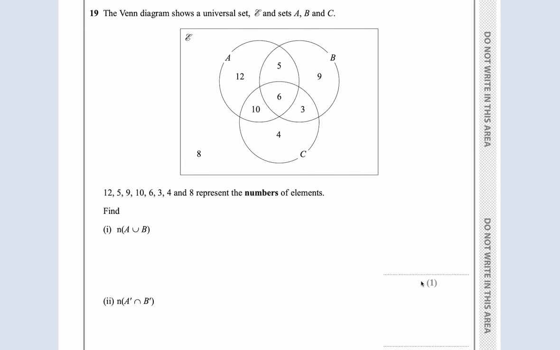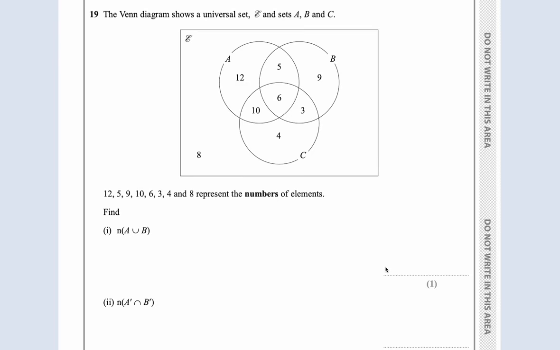Okay, question 19. Venn diagram. All right, be careful, guys. It says these represent the number of elements. So that means, and I always find these questions confusing, that there are 12 elements in here. There are 5 elements, not that 12 is an element. So, okay, that's what that means.